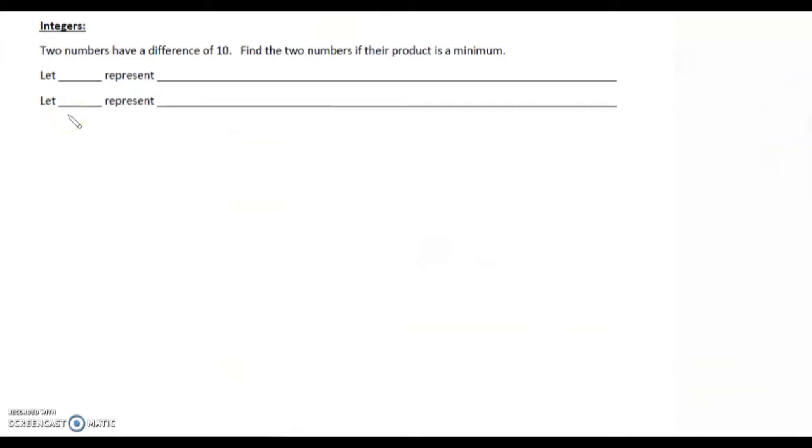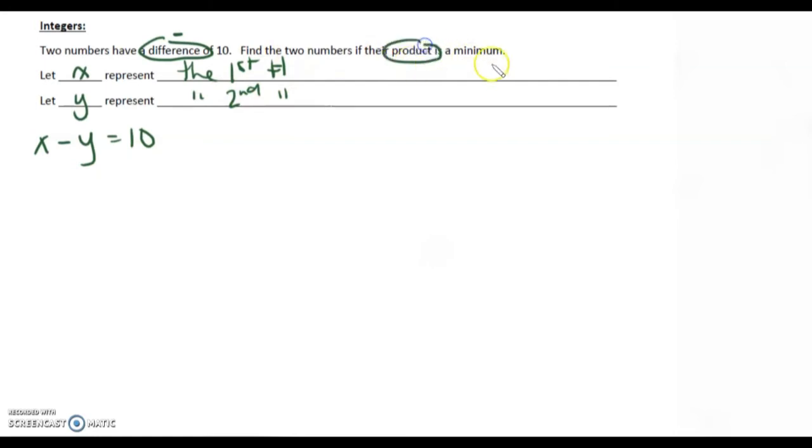Okay, the integer question. 2 numbers have a difference of 10. So when I see difference, I'm thinking subtraction. So I'm going to have 2 numbers, say x and y, and when I subtract them, it's going to equal 10. So that means let x represent my first number, and let y represent the second number. Okay, find the two numbers if their product is a minimum.